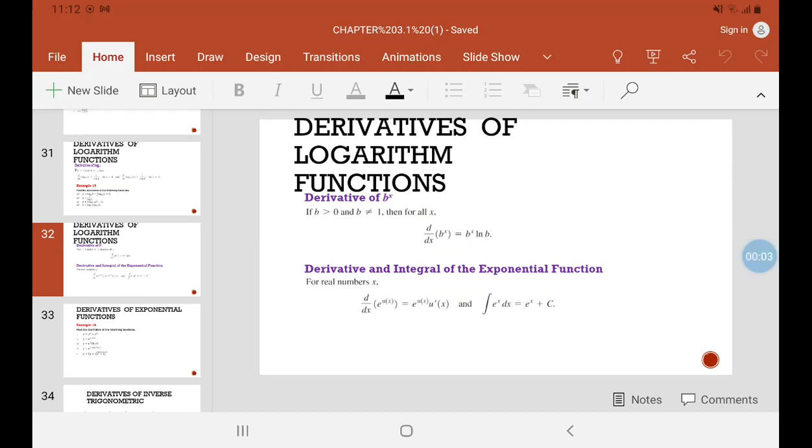Hello everyone. Today we're going to learn about derivatives of log function.